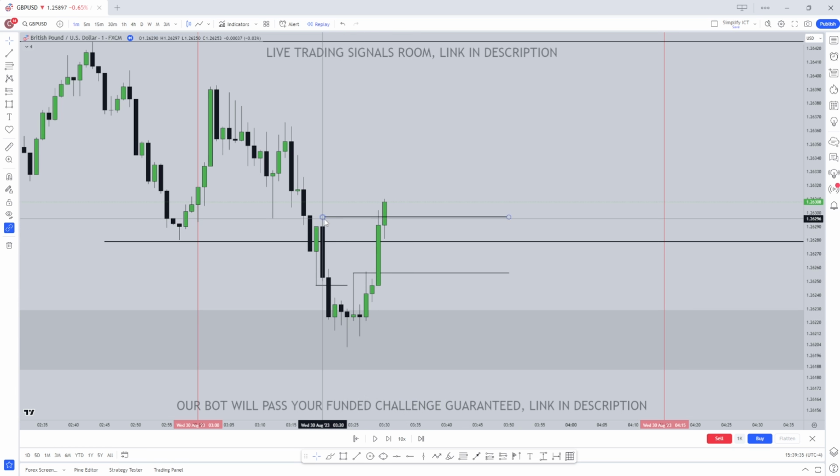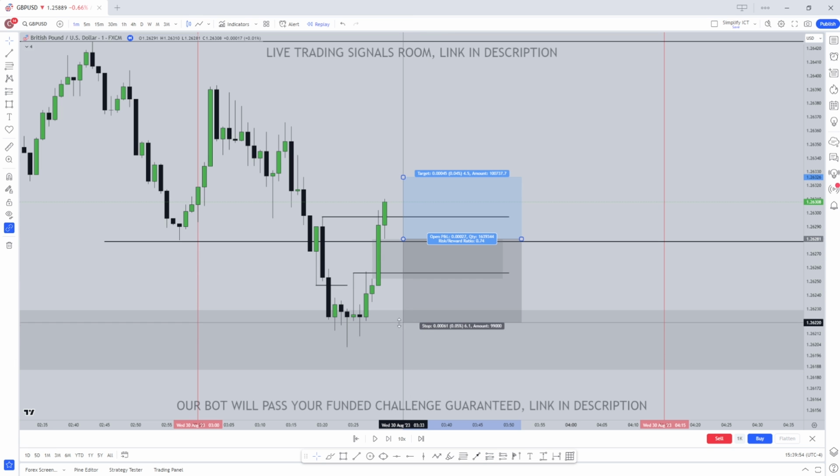Now, as you can see, we do have a market structure shift with this area, and we do also have displacement with this break of structure right here, because we have this fair value gap perfectly lining up right here. And now in this scenario, this is the only fair value gap that we can take a trade off. So this is where I would place my entry, and I would also place my stop loss below the overall low just to be safe.